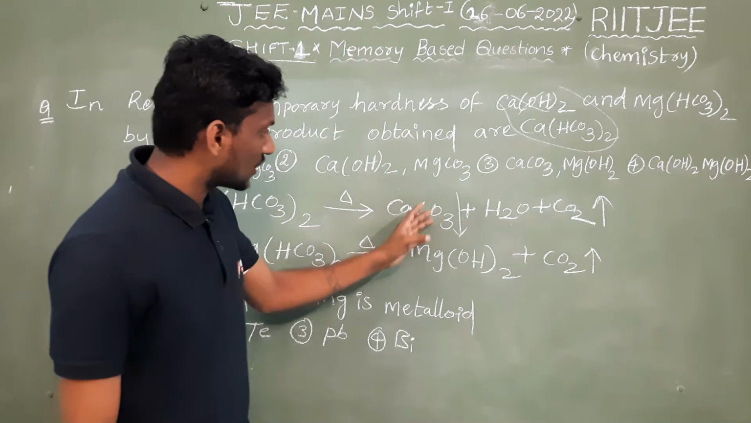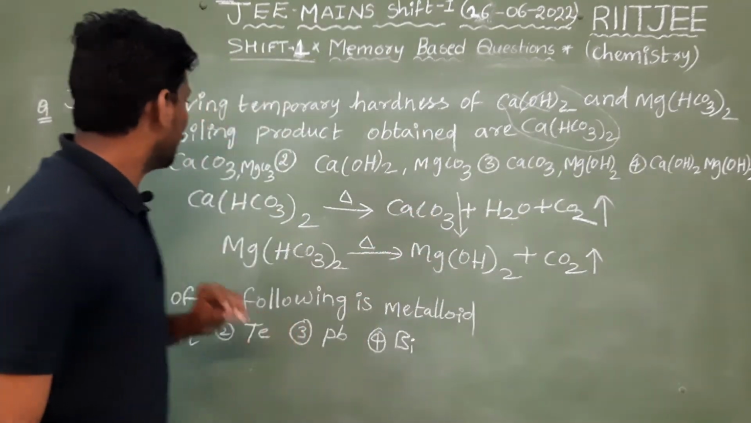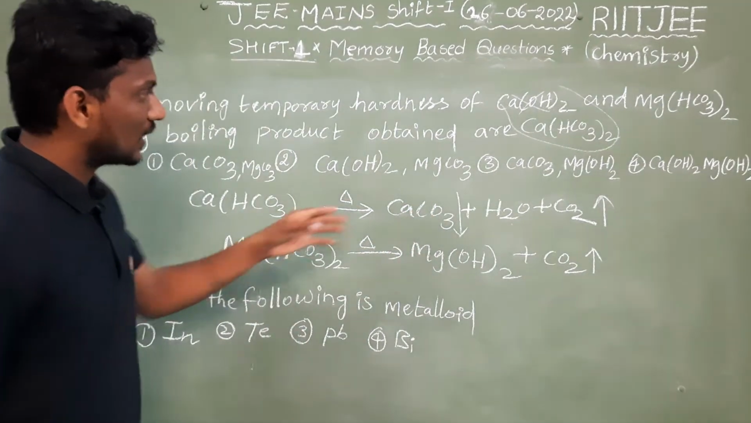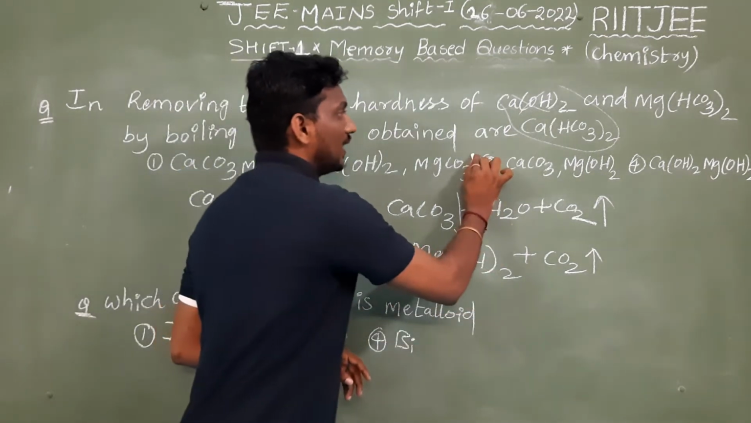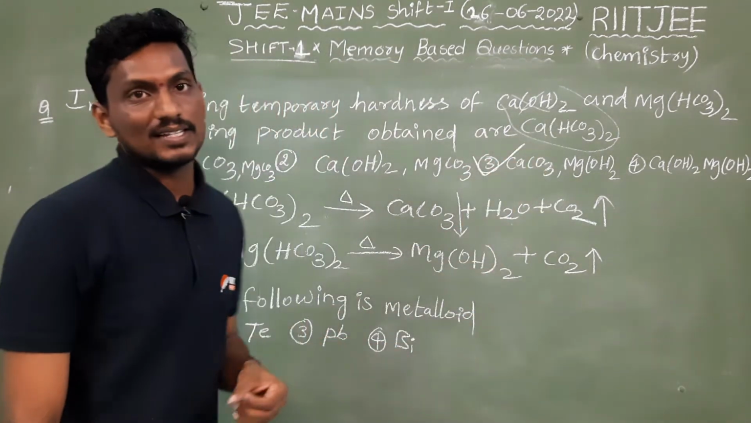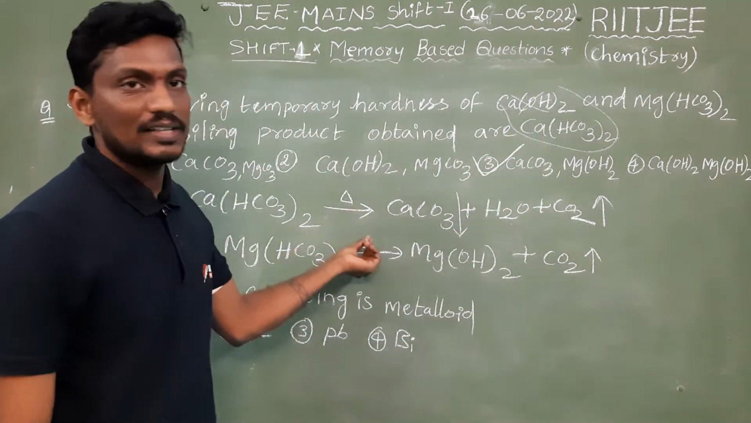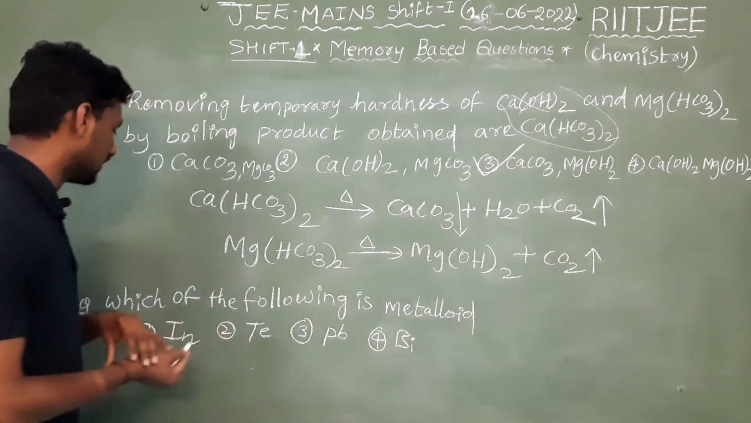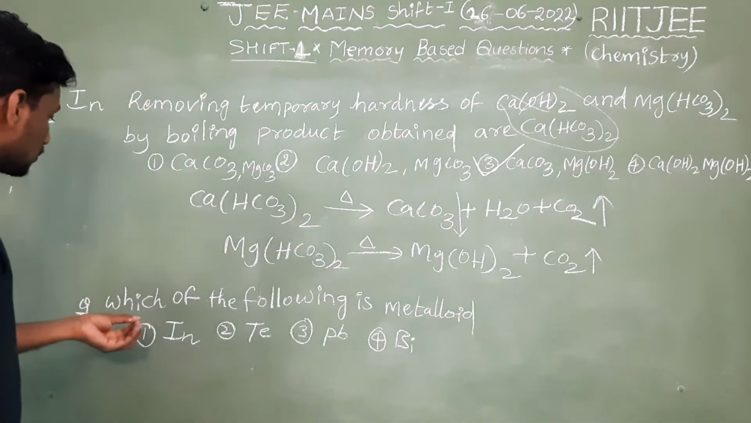So these are the products: one is calcium carbonate, one is magnesium hydroxide. Which option is matching here? Calcium carbonate and magnesium hydroxide. The third option is the right answer to this question. Just a simple question asked from hydrogen and its compounds. Next question. Let us move to the next question here.